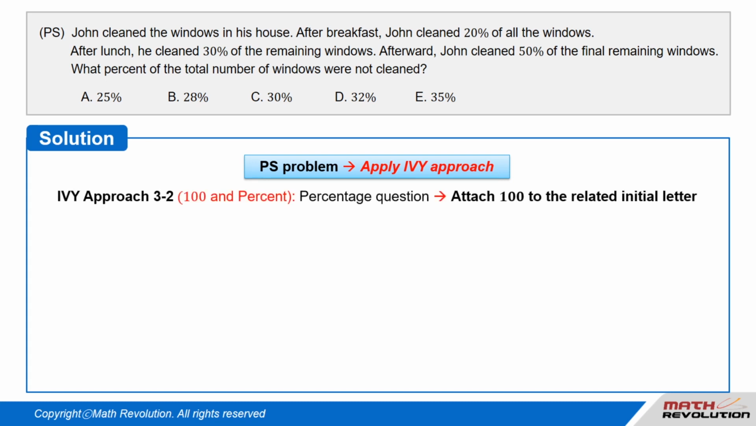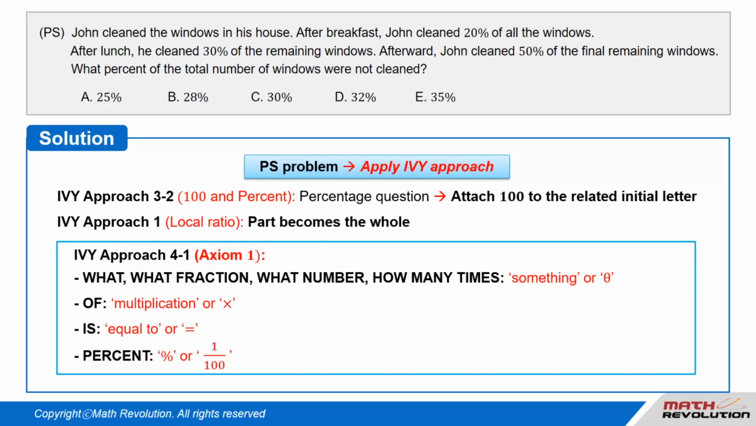Ivy approach 3-2, 100 and percent. If we are dealing with percentages, then we attach 100 to the related initial letter. Ivy approach 1, local ratio, can also be called a partial ratio. The main concept is that in the local ratio, the part becomes the whole.